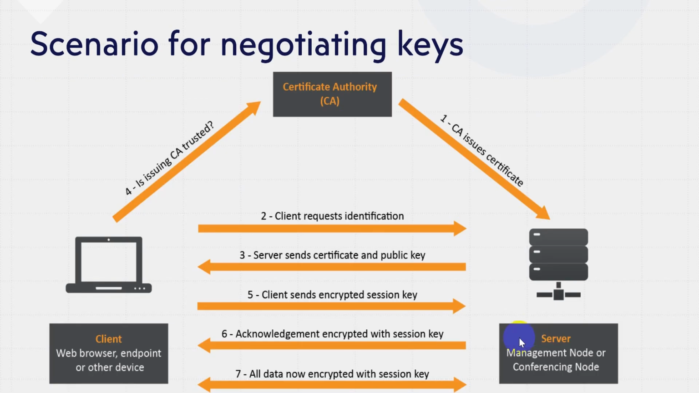So here is the process for negotiating keys. First, the CA issues the certificate to the server, because the server needs that to prove their trustworthiness. When the client wants to contact the server, they request the identification to make sure the server is safe. So the server sends the certificate that they got from the CA to the client. The client can use that information to test if the CA is trusted.